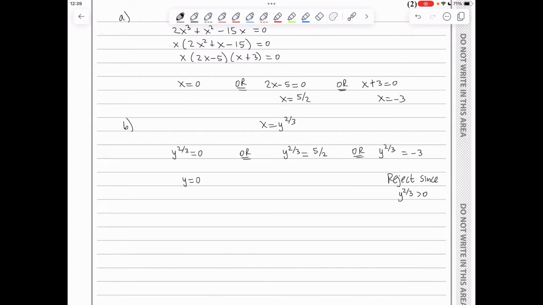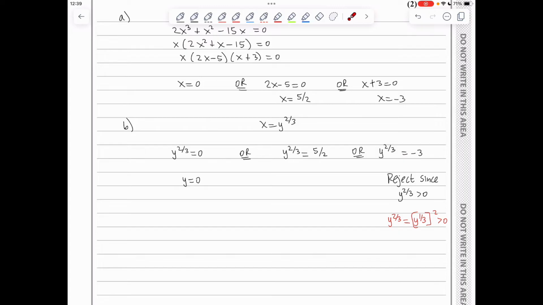I could further explain this. We can take y to the 2 over 3 and think of this as y to the third, all squared. We know that something squared can never be negative, so y to the third, all squared, must be positive, and so it could never be negative 3. And we need to focus now on the middle solution.